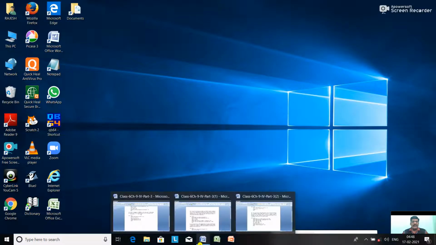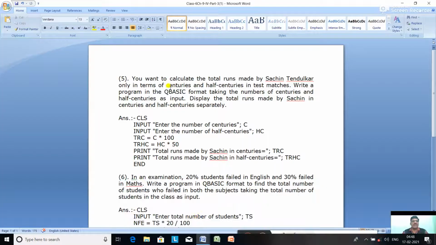Now next question is programming question number 5. You want to calculate the total runs made by Sachin Tendulkar only in terms of centuries and half centuries. We have to find out only in the terms of centuries, in the total number of centuries what runs he made and half centuries what runs he made. Write a program in the QBasic format taking the number of centuries and half centuries as input and display the total runs made by Sachin in centuries and half centuries separately.